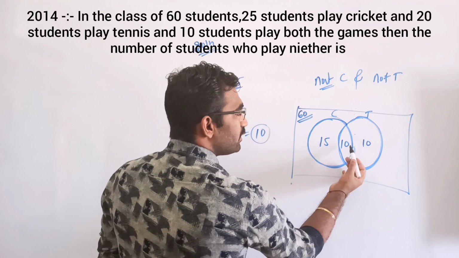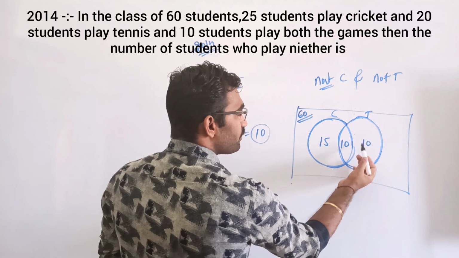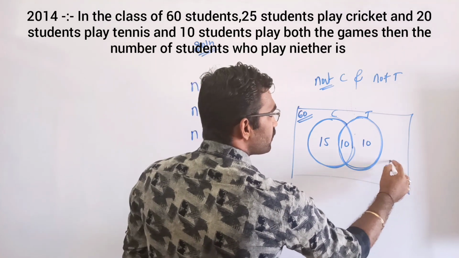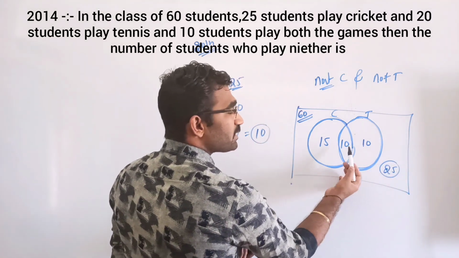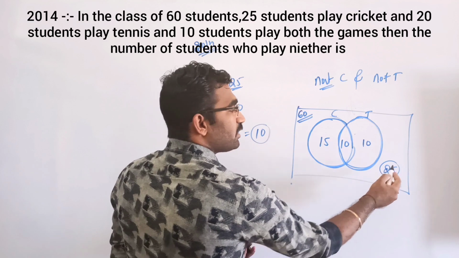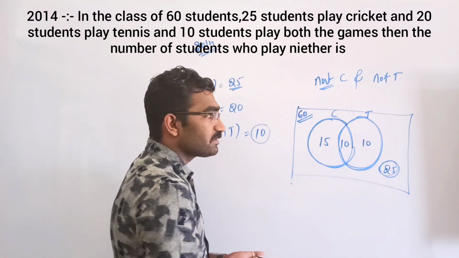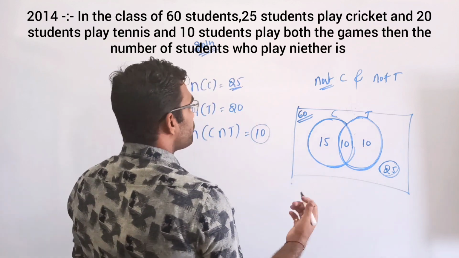So how many elements? 10 plus 10 is 20, 20 plus 15 is 35. Then how many are remaining? 25 students are remaining. Therefore 25 plus 35 is equal to how much? 60. Therefore these are the 25 students who are not playing cricket as well as tennis. Therefore the answer is how much?